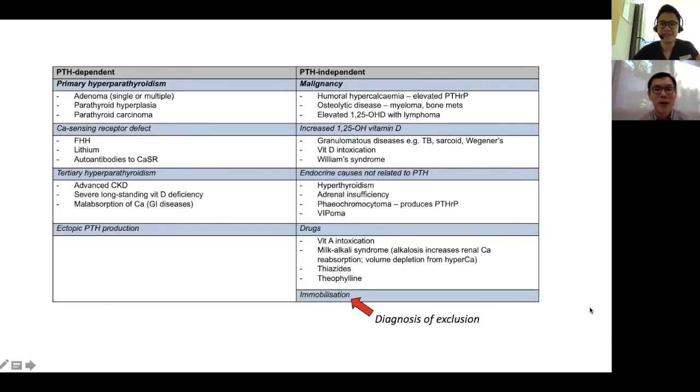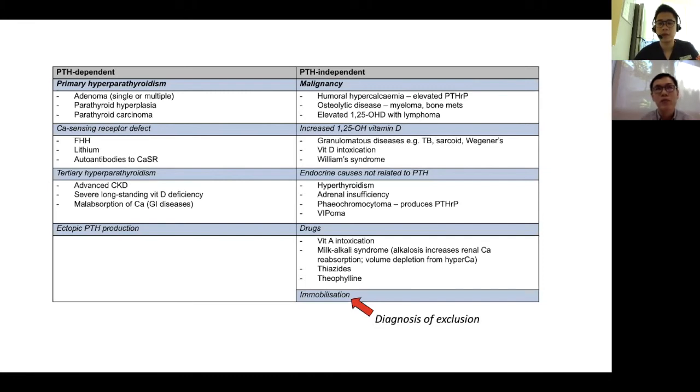I put this table there which shows all the possible causes of PTH dependent and independent hypercalcemia. And immobilization is right at the bottom of the section on PTH independent hypercalcemia. It is rare and it's a diagnosis of exclusion. So I think we still need to go through all the possible causes of hypercalcemia before we call it immobilization associated hypercalcemia. And also the clinical context, like the degree of immobilization, how long they have been immobile for, and all that.